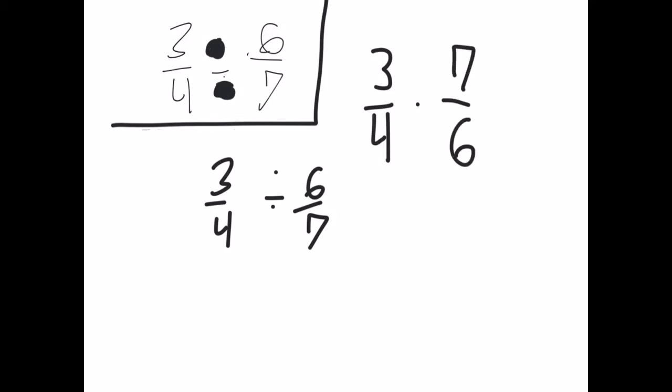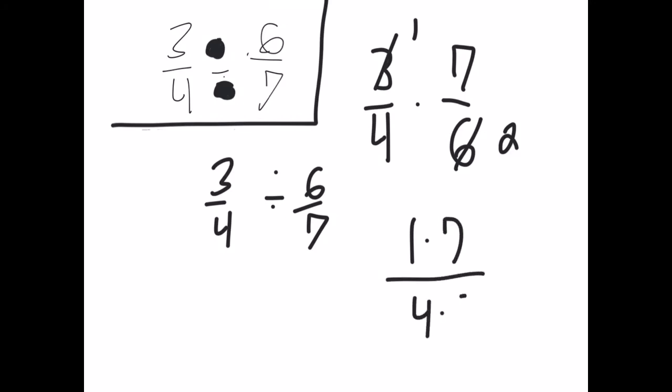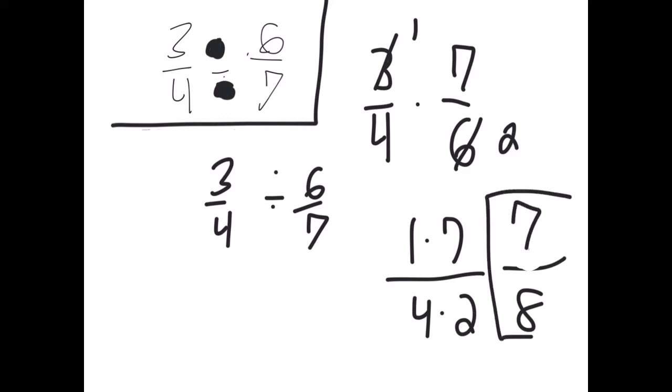And now you're going to look for any cross-canceling. So you can cross out 3 and make it 1, and 6 and make it 2. So now you have 1 times 7 over 4 times 2. And that'll end up being 7/8. And that will be your final answer.